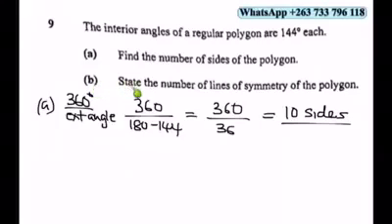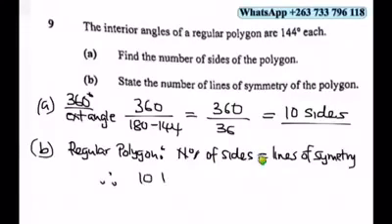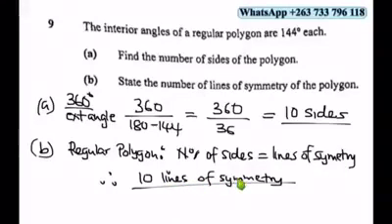Then on part B, state the number of lines of symmetry of the polygon. If the polygon is regular, then the number of sides is equal to the number of lines of symmetry. Therefore, this means we have 10 lines of symmetry. So number of sides equals lines of symmetry, so this will be 10 lines of symmetry.